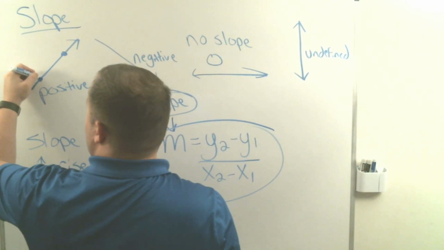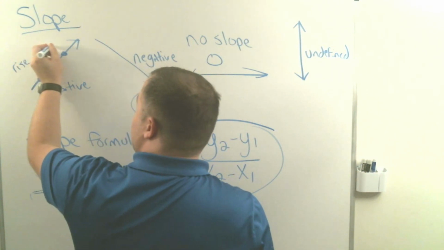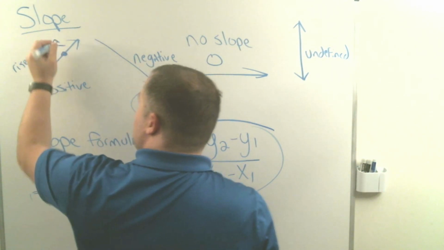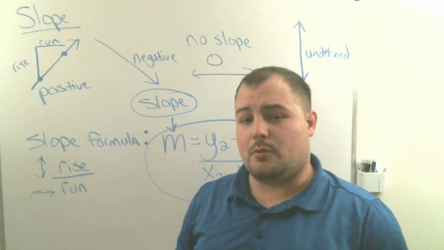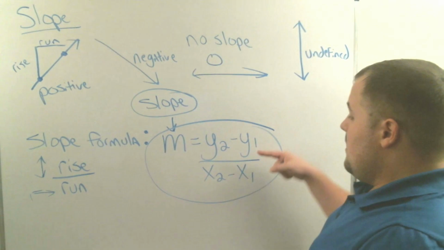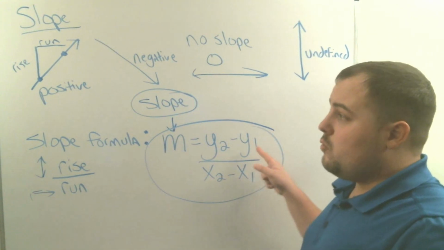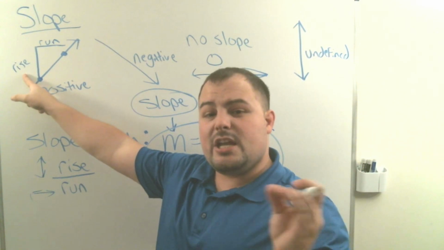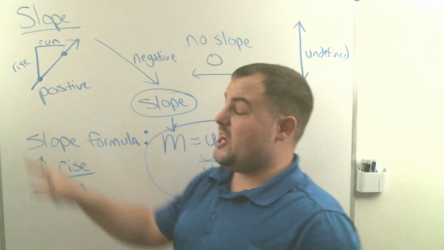The vertical change is called our rise, and the horizontal change is called our run. So we're going to find the rise and run to go from one point to the next point. When we take our y2 coordinate and subtract our y1 coordinate, we figure out the change in y, which is called the rise. Also kind of sounds like the rate of change.